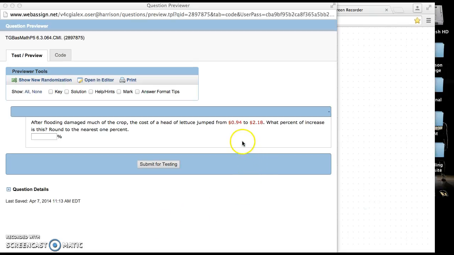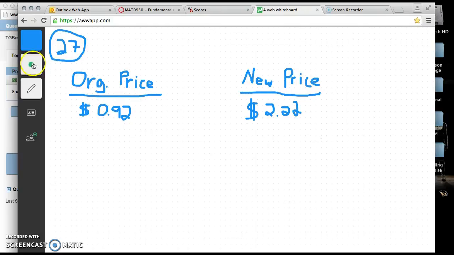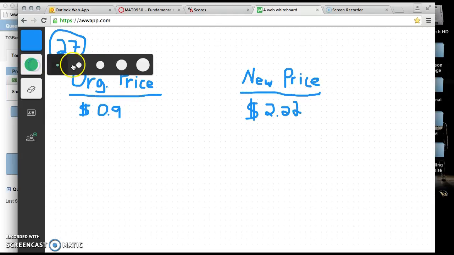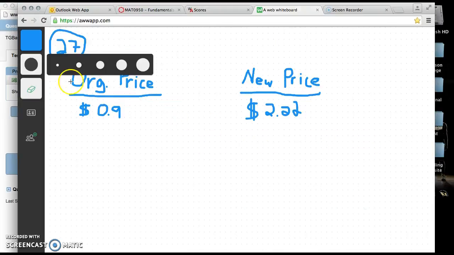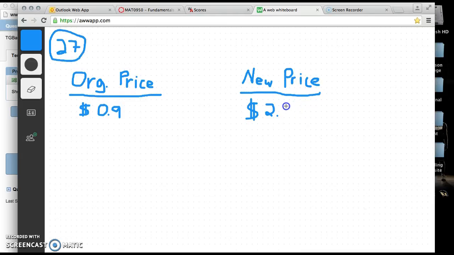All right, so to start off here, it says our original amount is 94 cents. We're going to have to tweak this just a little bit. I was doing another version of the problem. Won't be too different though. And this one's going to change as well, $2.18. All right, thank you for your patience. So let's get these more accurate. All right, so 94 cents and $2.18.